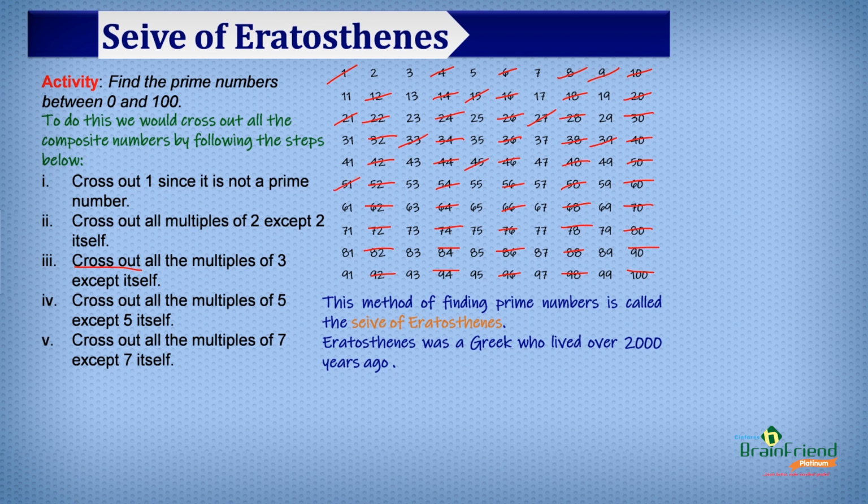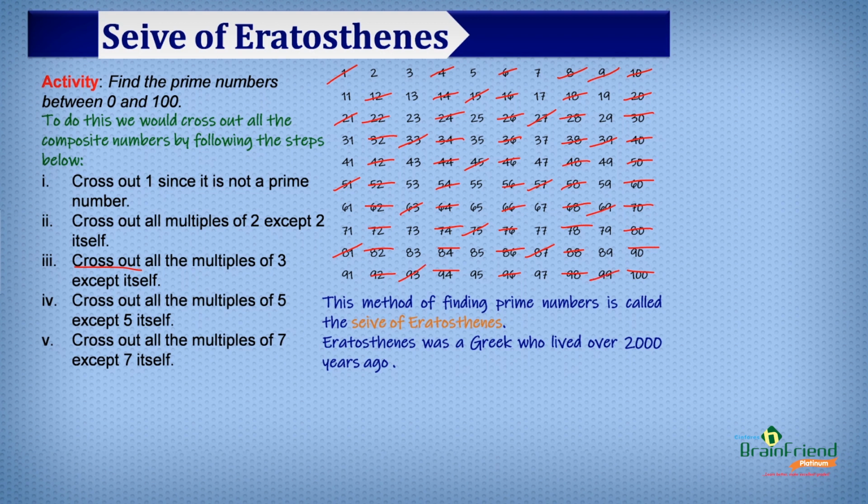54 has been crossed. We cross 57. 60 has been crossed. We cross 63. 66 has been crossed. We cross 69. 72 has been crossed. We cross 75. 78 has been crossed. We cross 81. 84 has been crossed. We cross 87. 90 has been crossed. We cross 93, 96 has been crossed, and lastly we cross 99.